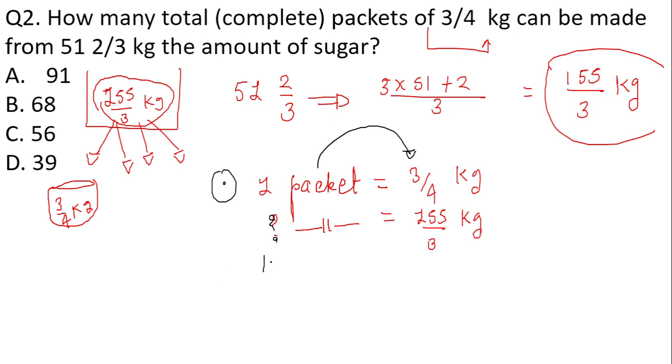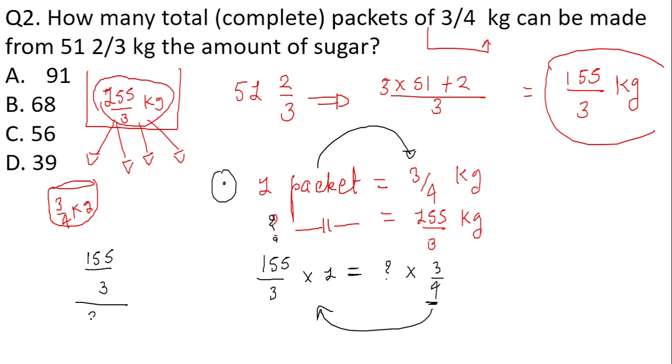So simply cross multiply it. This will give me 155 upon 3 into 1 packet is equal to question mark into 3/4 kg, right? So this will give me 155 upon 3. This is in multiplication. When I take this on the left hand side, it will go in division, that is equals to 155 upon 3 divided by 3/4.